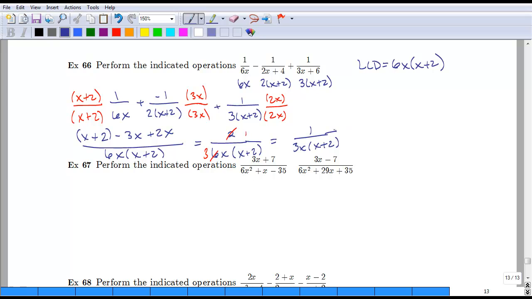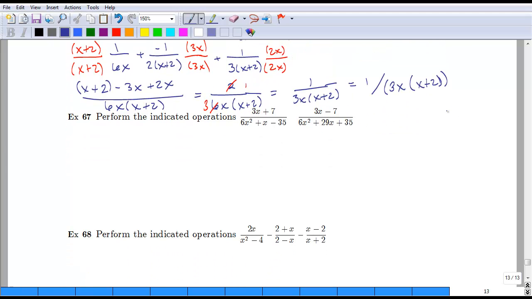And the one thing that I want to point out here is if you're having to put this in the computer in a homework system or in your calculator, you want to make sure that you are careful with your parentheses. This would be 1 divided by parentheses 3x parentheses x plus 2, and then we would close both sets of parentheses because we want to make sure that whole denominator is included underneath the fraction bar.